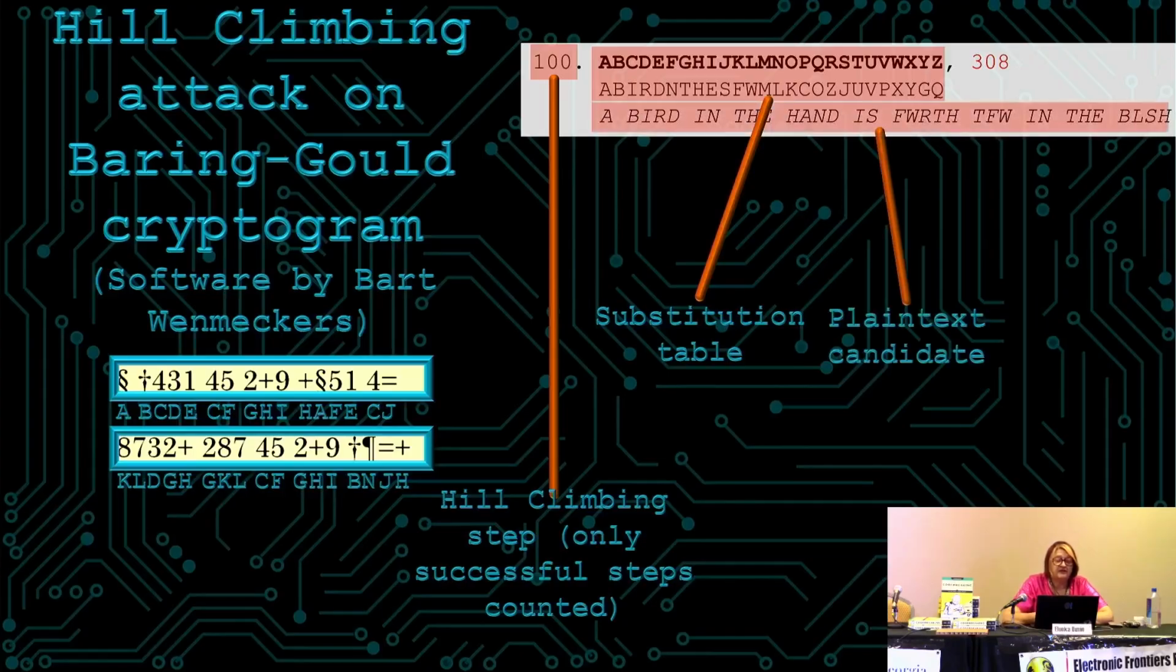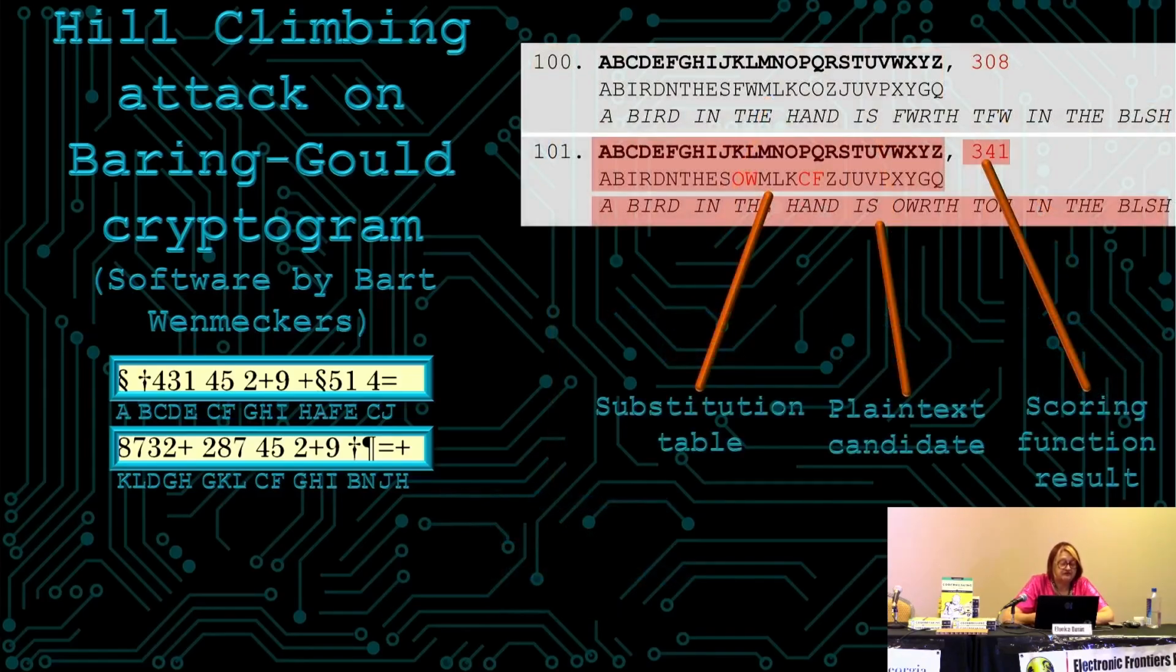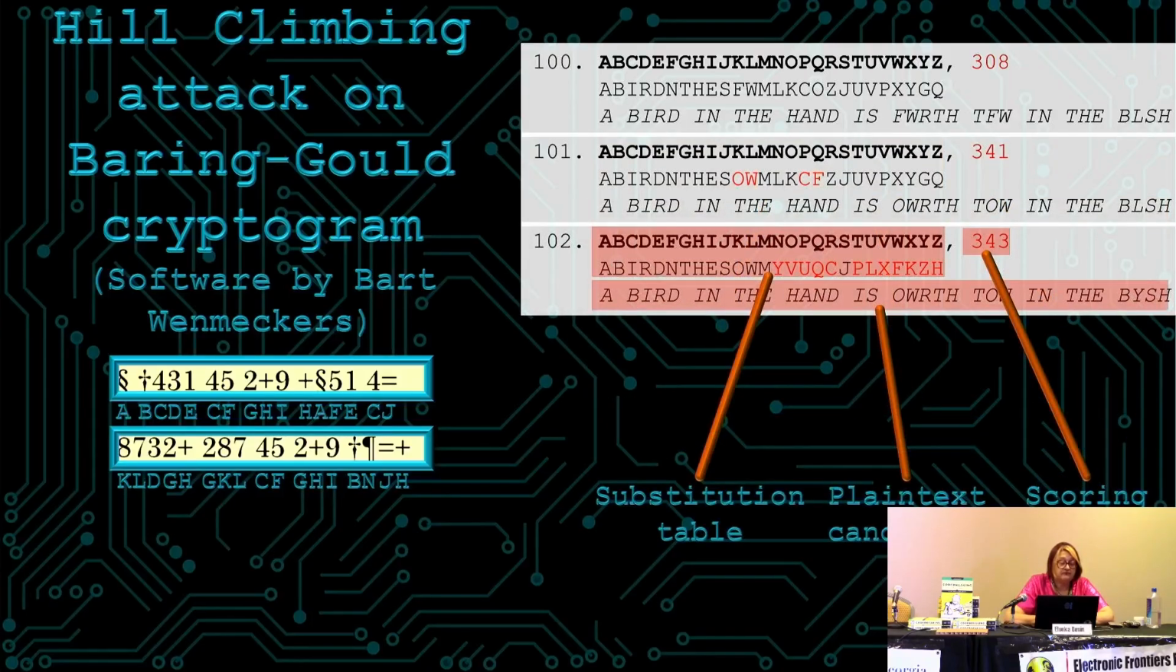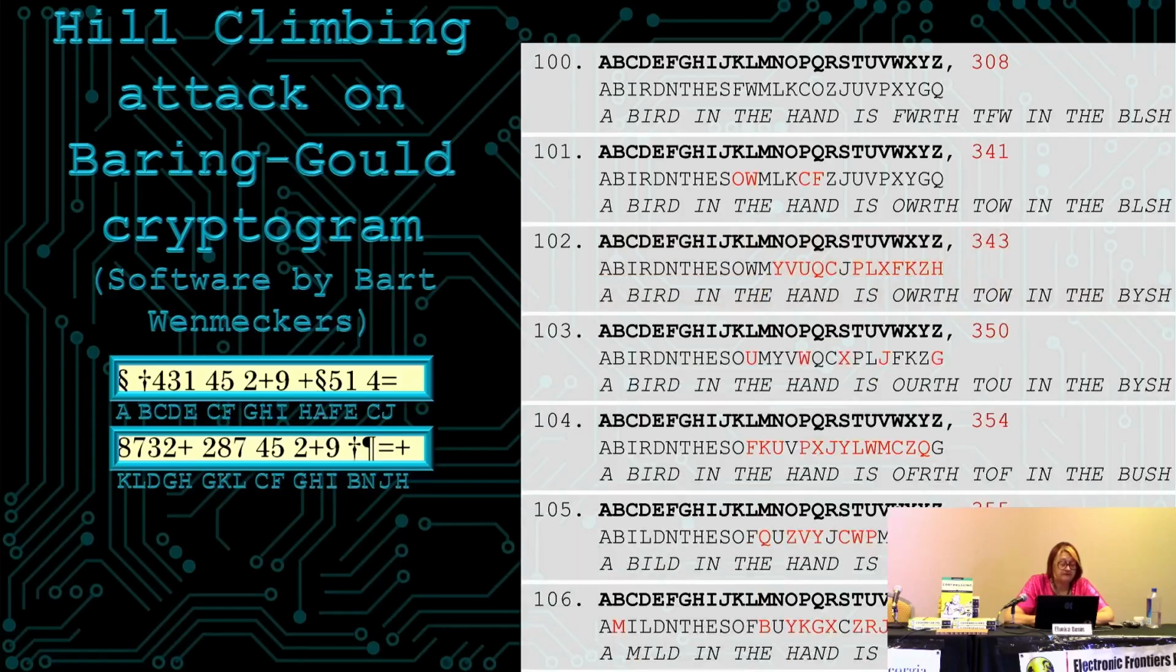And here is the plain text candidate. Now, again, our brain can look at it and go, oh, well, we know what the answer is at this point. The computer doesn't. Some of it's right, some of it's wrong. It's going to keep on with those steps. And over here on the right is the actual scoring function result that we had on this particular step. So we get the next step, and again, a different substitution table, a different plain text candidate, a different scoring function result. We went up from 308 to 341, and step after step after step, all right?